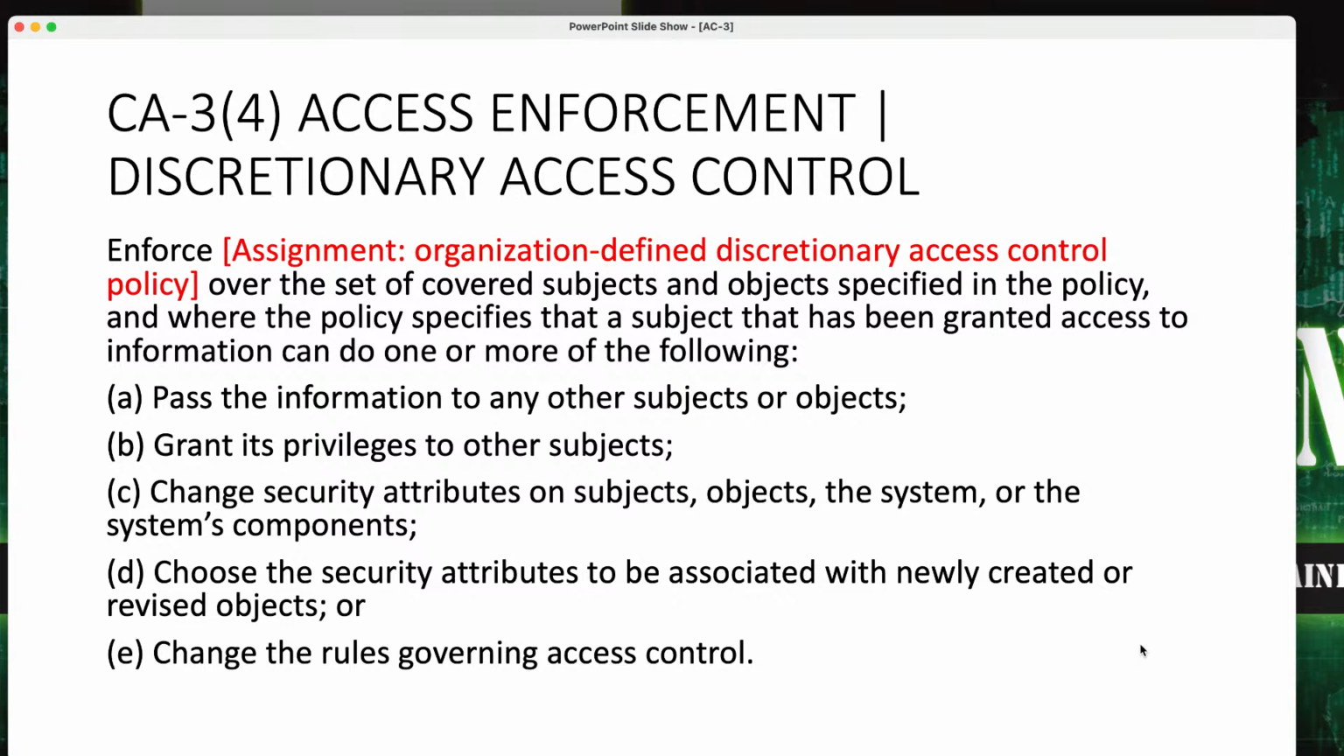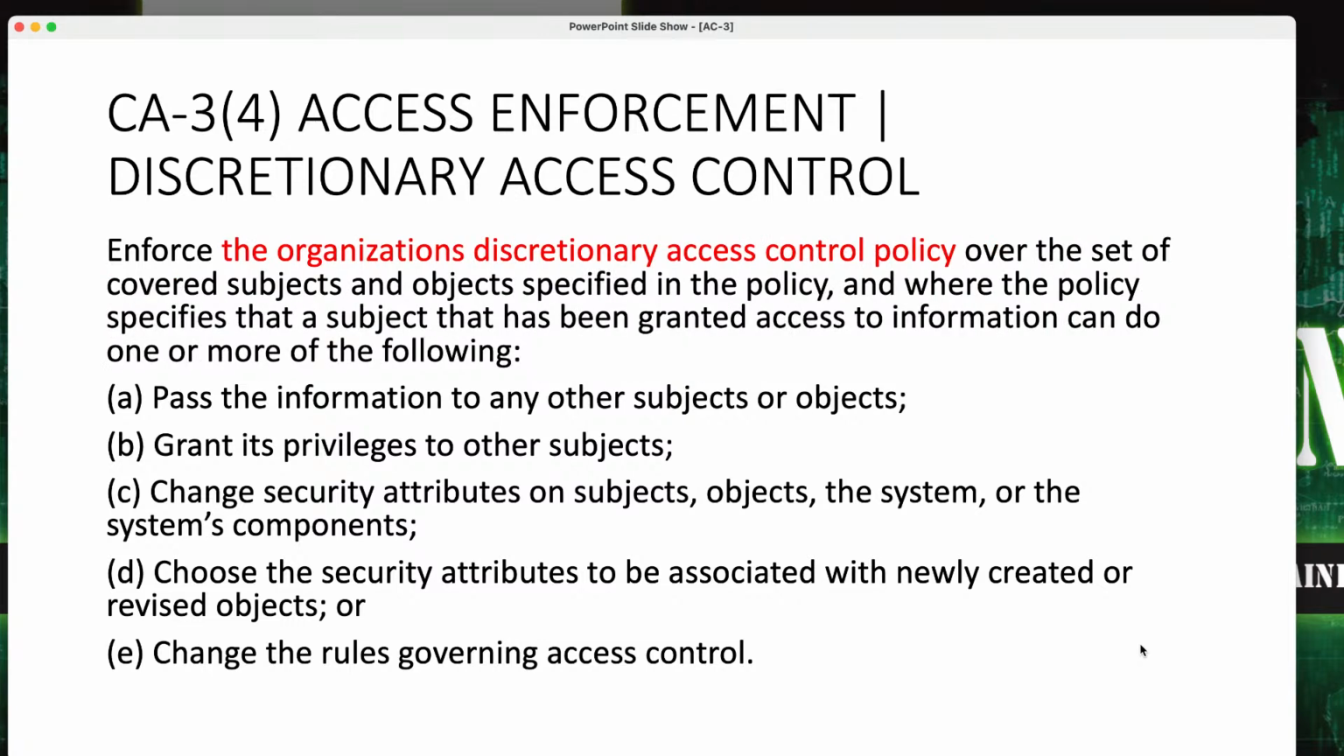So in discretionary, they can do these things, right? They can pass the information to other subjects or objects. They can grant its privileges to other subjects. They can change the security attributes on subjects, objects, the system or system components. They can choose the security attributes to be associated with newly created or revised objects, and they can change the rules governing the access control. This should all be defined in the policy, what you can and can't do, right? But normally a lot of people will take it right out of the box. Discretionary access control will allow people to do all of these things, right?